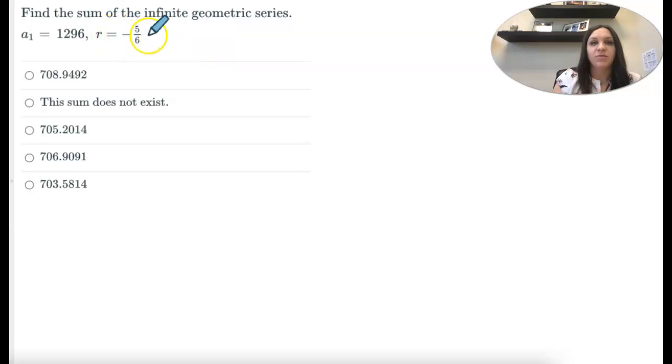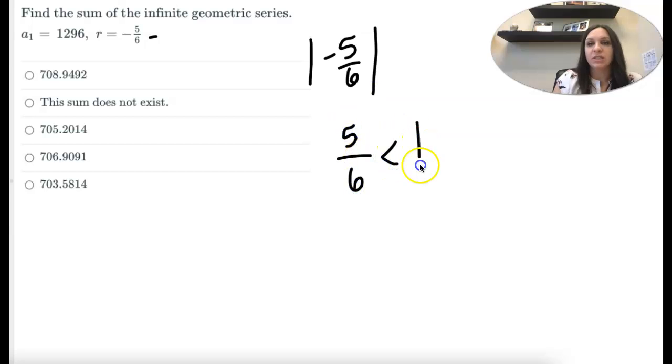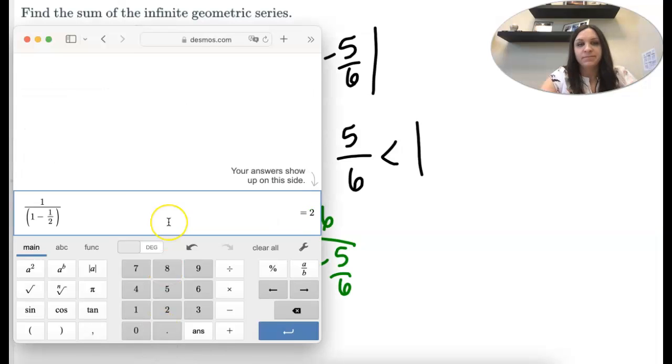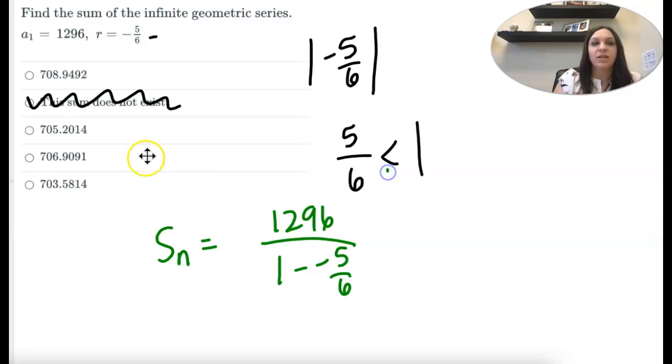Alright, find the sum. First look at r. We're going to take absolute value, so it's positive 5/6, which is less than 1. So it does exist. So first term, over 1 minus r. This goes pretty quick once you get the hang of it, right? 706.901.